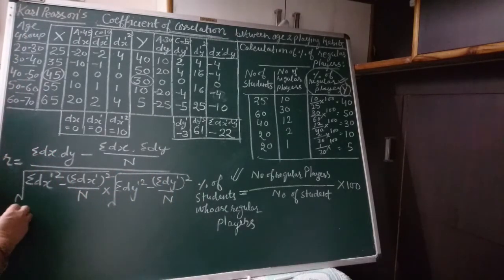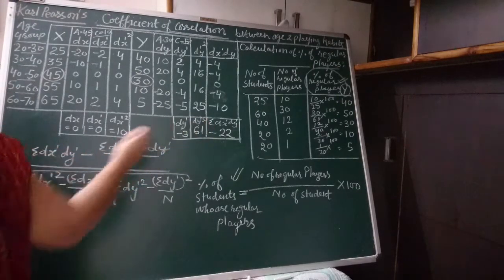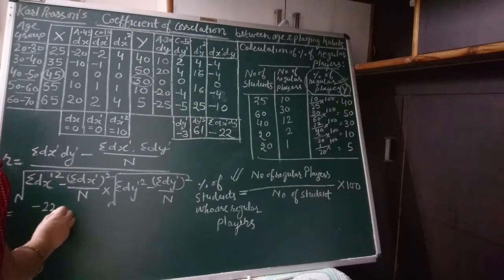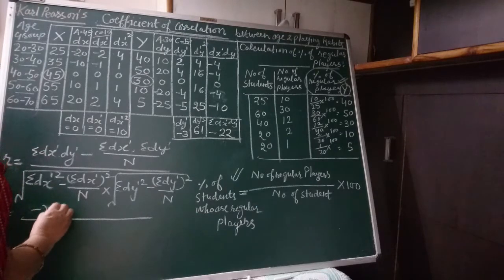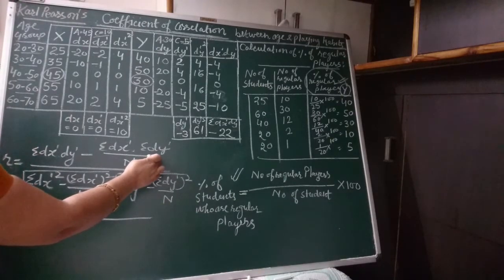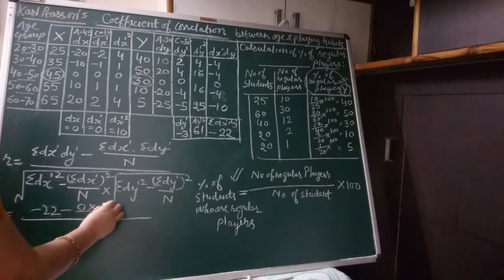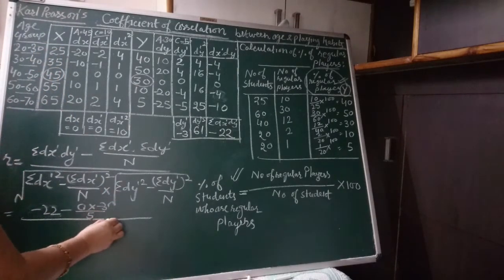Let us put the values in it. Sigma dx dash dy dash is equal to minus 22, minus sigma dx dash, which is 0, multiplied by sigma dy dash, which is minus 3. There are 1, 2, 3, 4, 5 items, so n will be 5.